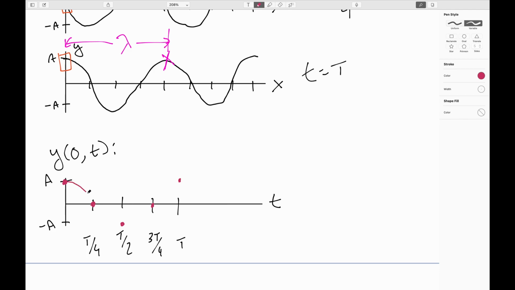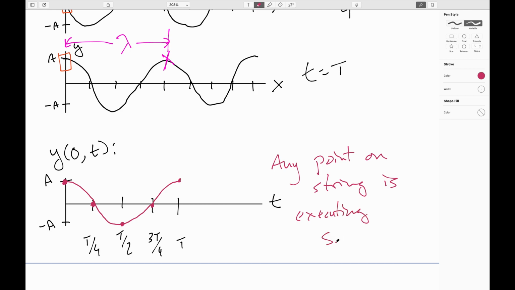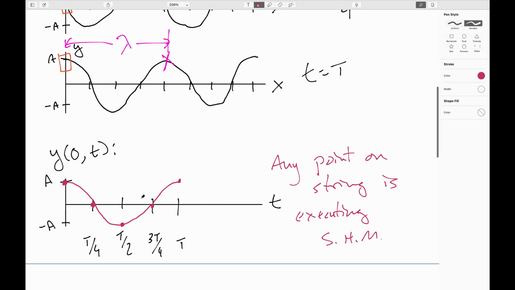Well, look, looky there. What have we got? We've got ourselves a different cosine. So what we get is that any particular point on the string is executing simple harmonic motion. Now, depending where you are on the string, the curve will be shifted right or left, but it'll still be simple harmonic motion.